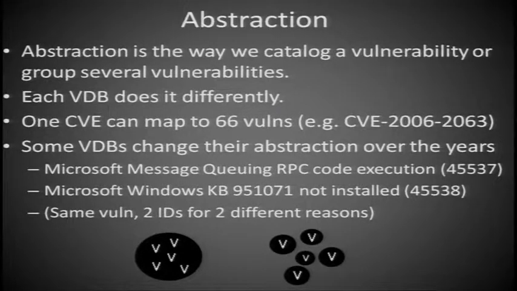Some VDBs change their abstraction over the years. ISS did it. They used to abstract so that they had one entry per vuln. Now there's two. They make an entry for "there's a vulnerability in Microsoft blah," and, oh, you're missing a patch for that as a separate entry. So now you can't really count on their overall numbers either.